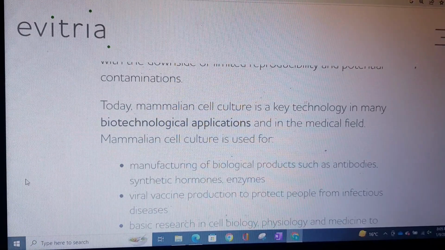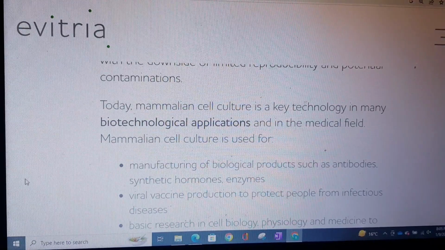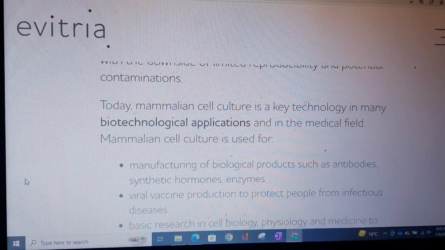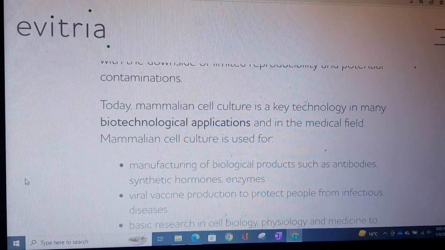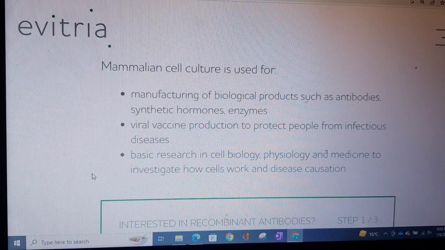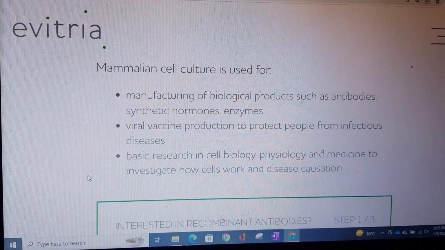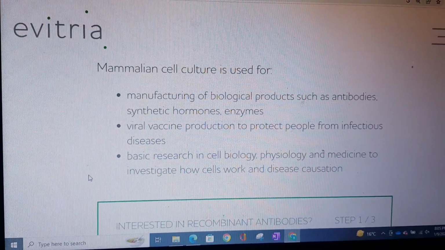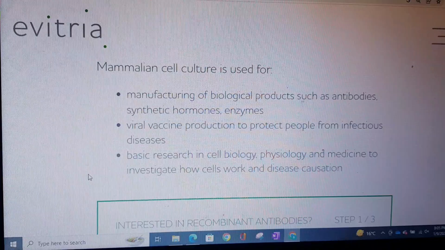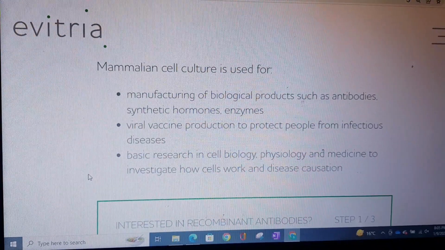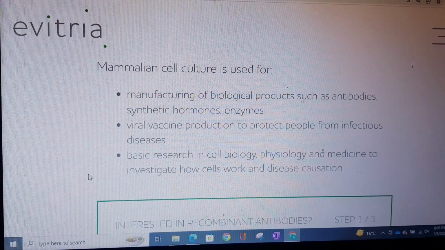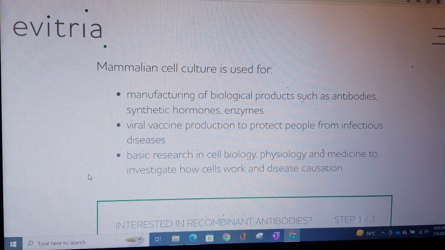Mammalian cell culture has many biotechnological applications in the field of medicines. For example, production of antibodies, synthetic hormones, enzymes, viral vaccine production, and in the investigation of how the cell works and in disease causation.